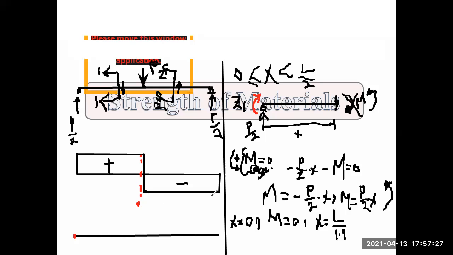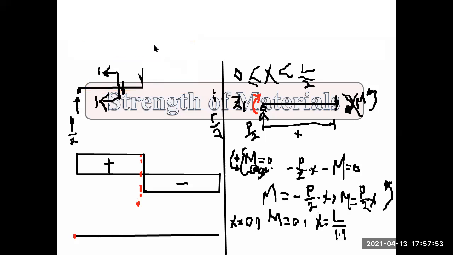And then I look at the equation. The equation is M is equal to P over 2 times X, right? P over 2 times X. So is it a curve or an inclined line, or how does it look? For sure, if you link these two, you know how it looks. So it's like a line with an inclination up to here.